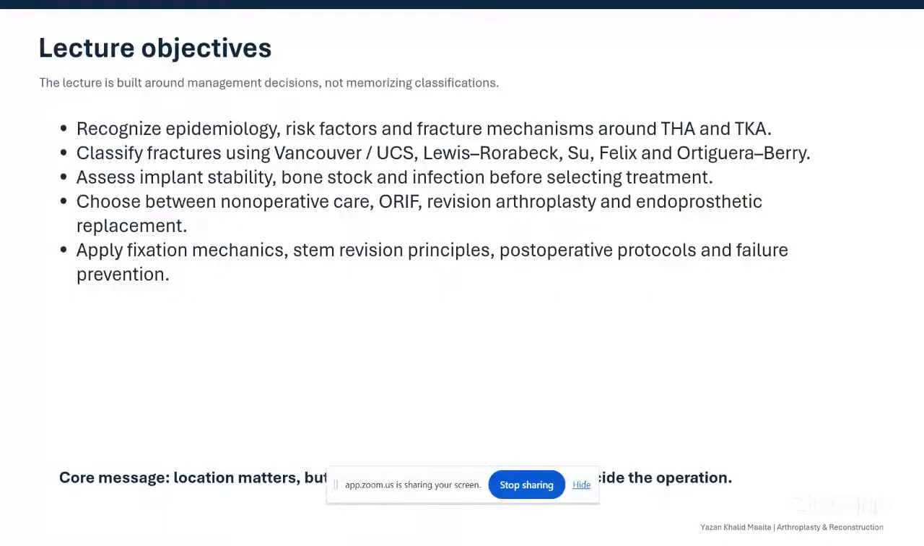They assess the implant stability, the bone stock, and infection for selection and treatment, choosing between operative and non-operative management, and when to do revision arthroplasty or endoprosthesis, apply fixation mechanism, stem revision principles, post-operative protocol, and failure prevention.